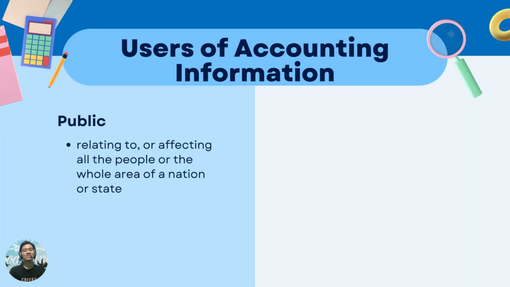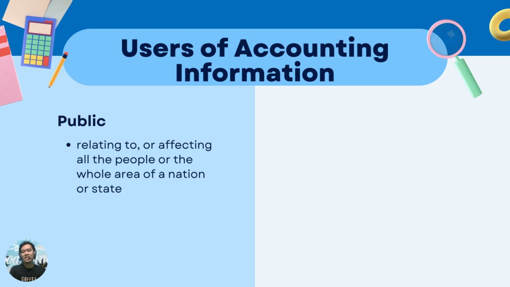Last but definitely not least, the public. The public, relating to or affecting all the people or the whole area of a nation or state. So the public includes any members of society, be it a journalist, a student, a consumer group, or environmental pressure groups, and all parties interested in ensuring that the business operates in a socially acceptable manner.